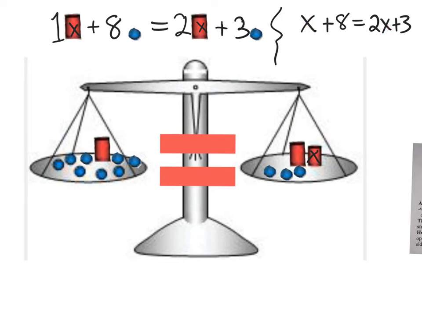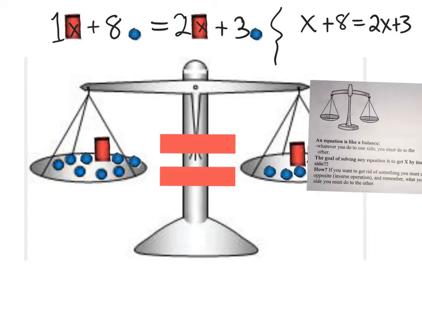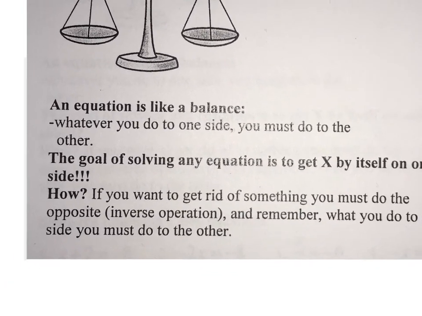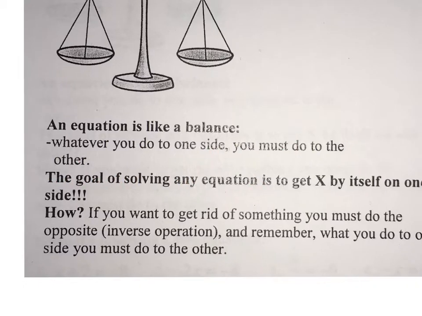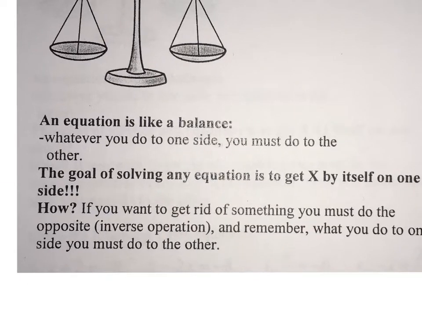So I don't want variables on both sides. If we take a look at the notes on solving equations, it says an equation's like a balance. Whatever you do to one side, you must do to the other. The goal of solving any equation is to get x by itself on one side. You could also say isolate the variable. But isolate the variable means get x by itself on one side.